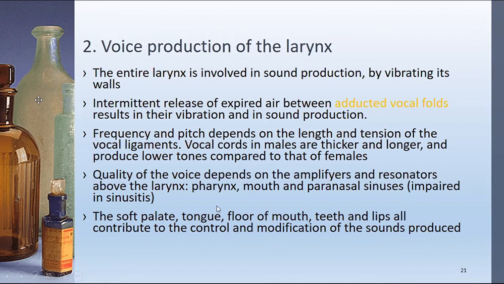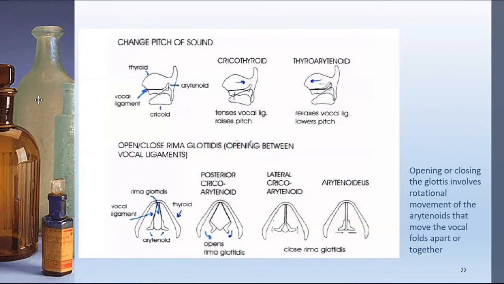No? Furthermore, the soft palate, the tongue, the floor of the mouth, and the teeth and the lips all contribute to the control and modification of the sounds. So in the pronunciation of the letters, no, these organs also help in the production. Now, the five intrinsic muscle groups, okay, the five. We have the two muscles that contract to tense and relax the vocal ligament.